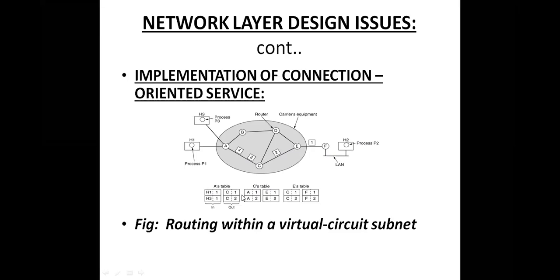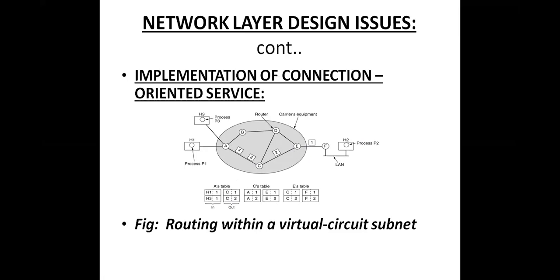What about the second line? This is another connection. Now H3 is willing to transfer the information to H2. Again, we require a new connection. What is the connection number? 2. From H3 to A and A to C. After that, C takes the information from A and forwards it to E. The circuit number is now 2. Then E takes the packet from C and forwards it to F using virtual circuit 2.